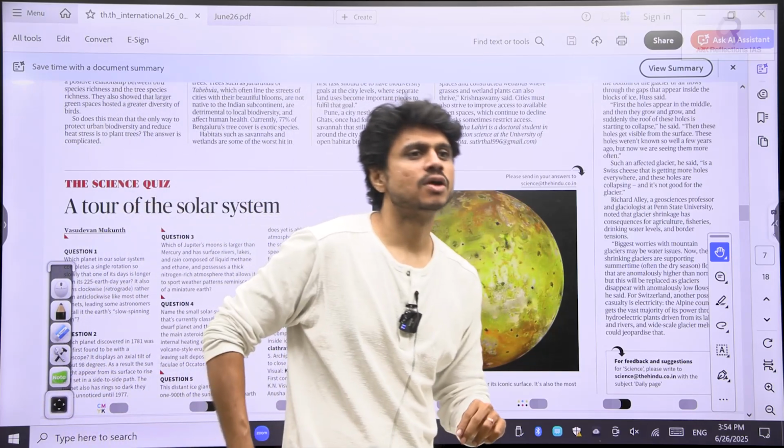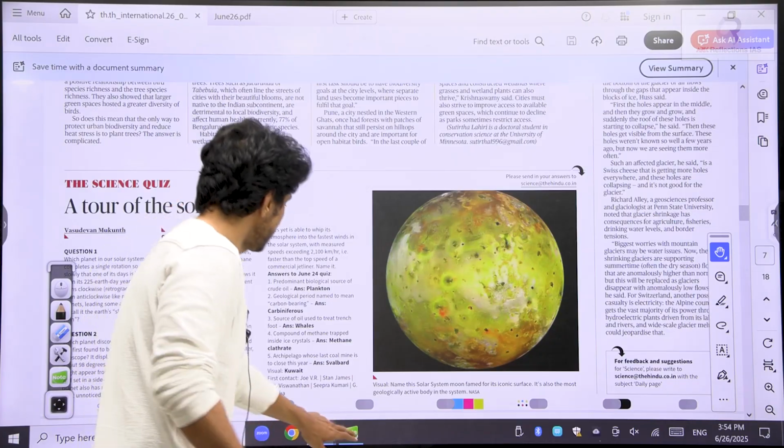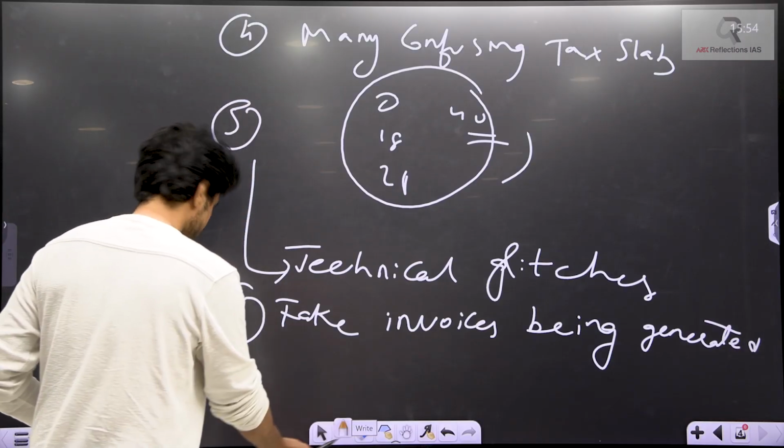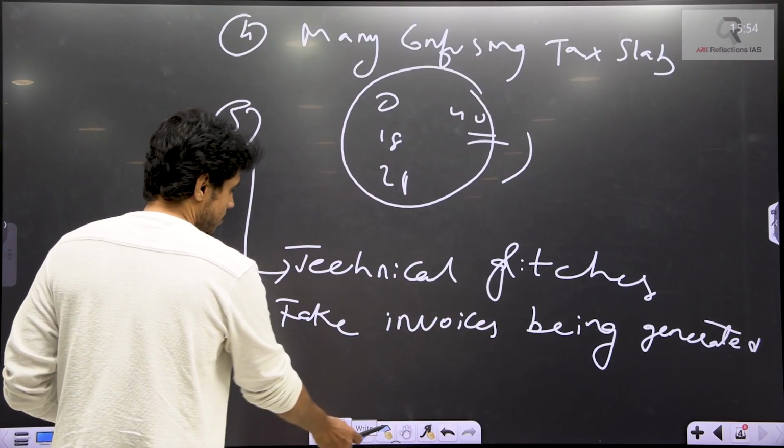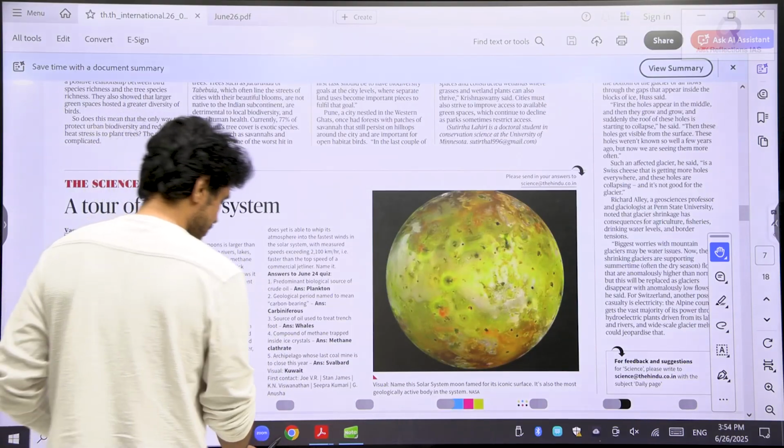Yesterday, what was the topic? Okay, we were discussing disinvestment. So basically, disinvestment means not privatization. You are selling off the shares.